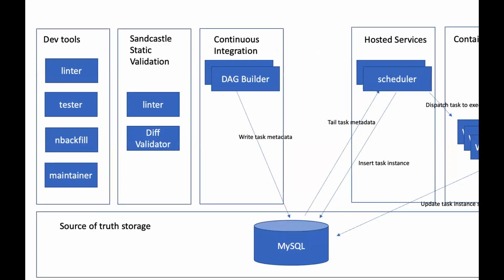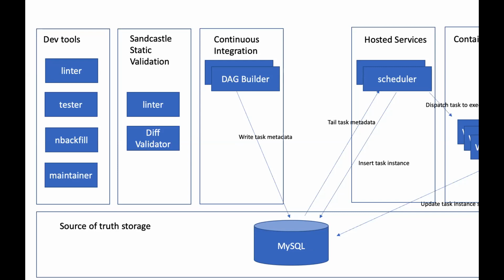So here is today's architecture. You can see from the beginning that we provide a set of dev tools: linter, tester, backfill tool, and maintainer. And we provide static validation. We provide continuous integration, which is a DAG builder running continuously, looking for new diffs or new commits. And compile here means the step I mentioned before of importing the module and looking for the global operator instances. And then we write the task metadata into the MySQL DB, which is the source of truth storage in the system.